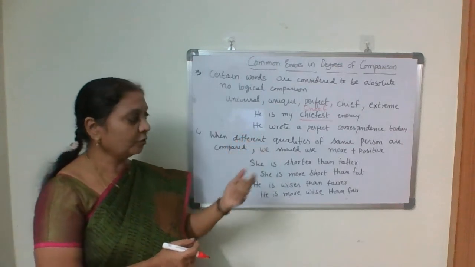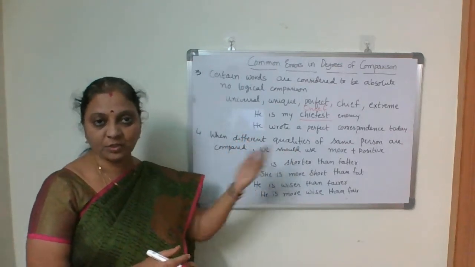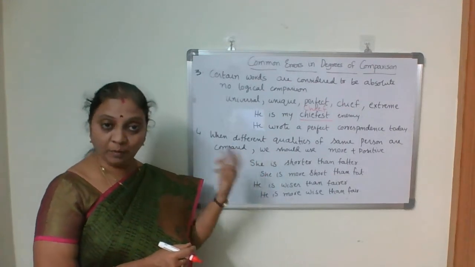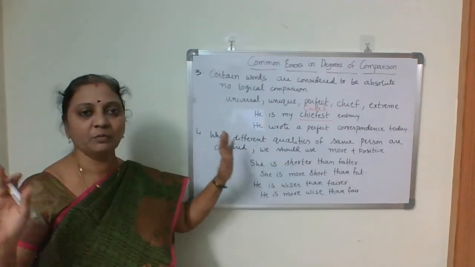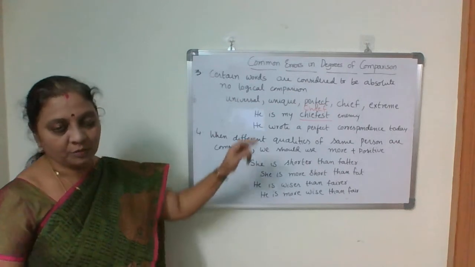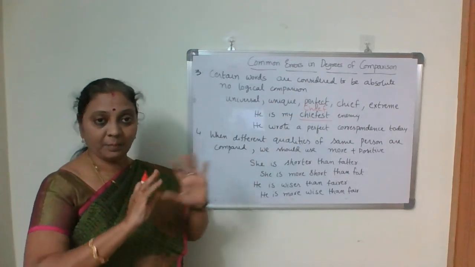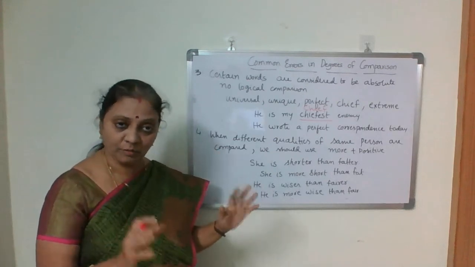Okay. He wrote a perfect correspondence today. He wrote a perfect one. You cannot say more perfect or most perfect. Perfect means only one word, an absolute word. So there are certain words for which there is no logical comparison because they are absolute words.